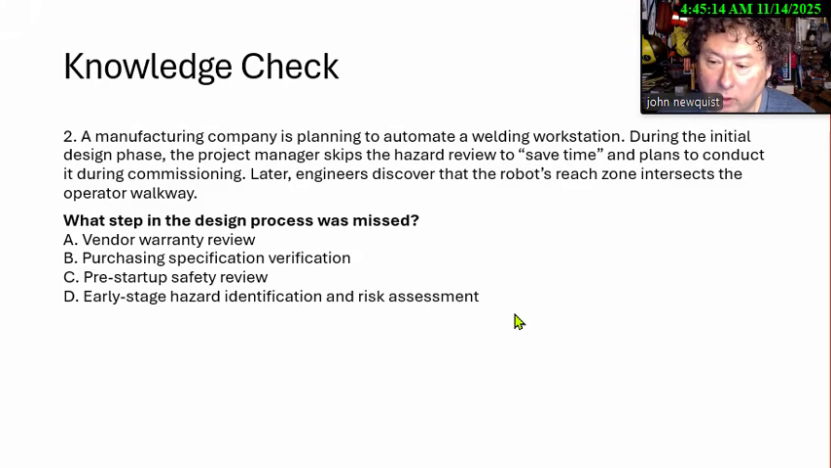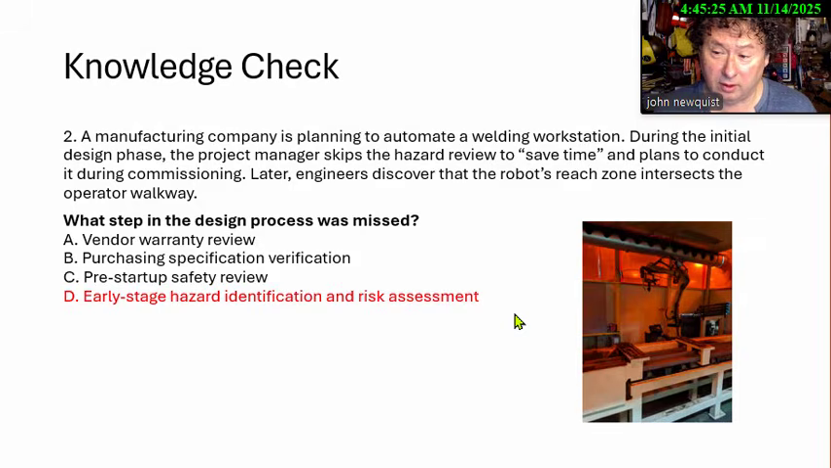A, vendor warranty review. B, purchasing specification verification. C, pre-startup safety review. D, early stage identification and risk assessment. This is tough. You can throw out A and B, but it's looking for early stage identification and risk assessment.